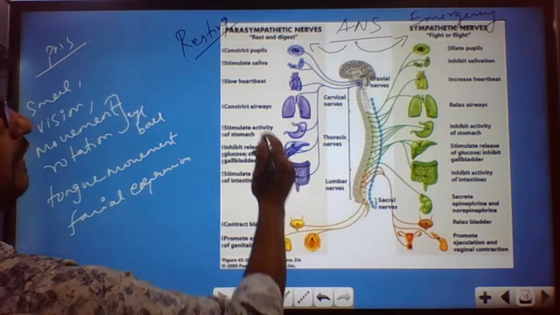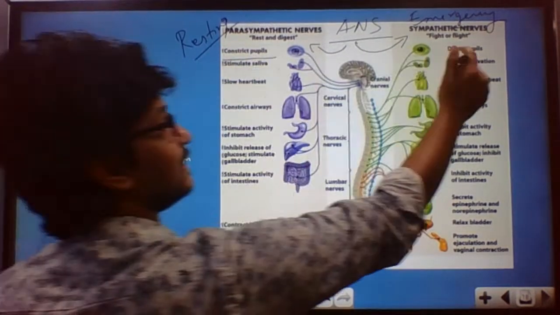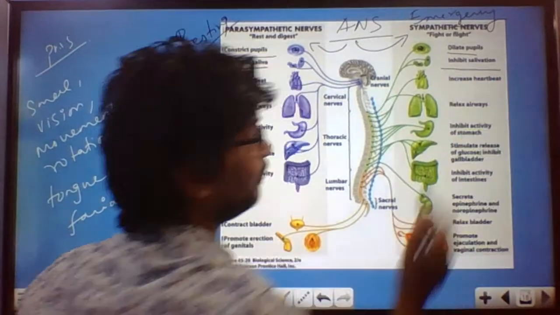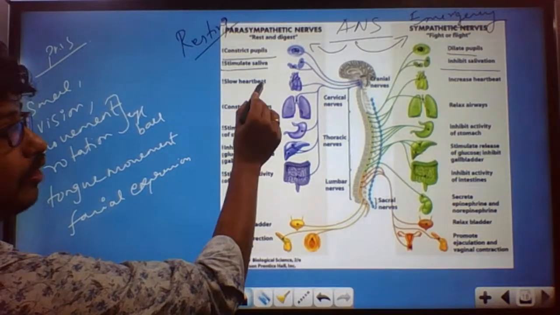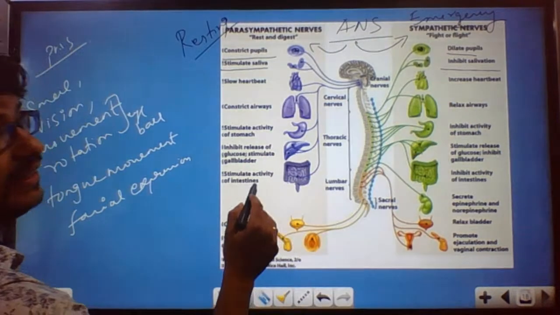See, the parasympathetic nerve can constrict the pupil, while the sympathetic dilates the pupil. The parasympathetic stimulates the saliva, while the sympathetic inhibits salivary secretion. The parasympathetic slows down the heartbeat, while here it increases the heartbeat. So that's the reason it's called the emergency nerves.